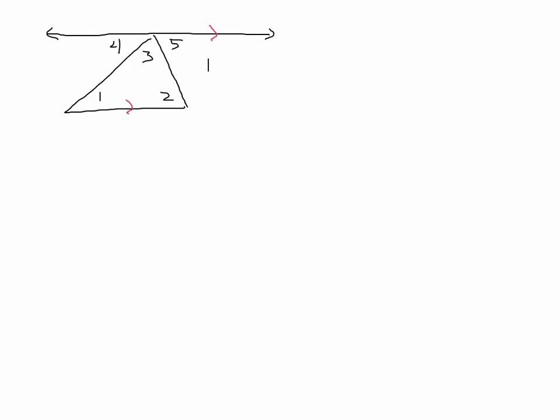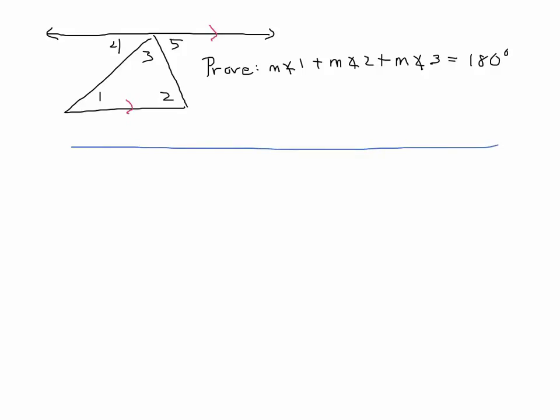And what I'm going to try to prove now is that the measure of angle 1 plus the measure of angle 2 plus the measure of angle 3 equals 180 degrees. And when we write proofs this year, we will typically do two-column proofs. So I'm going to draw a big space. And in the first column, we're going to have our statements, which I'll call S. And in the second column, we'll have our reasons, which I'll call R.